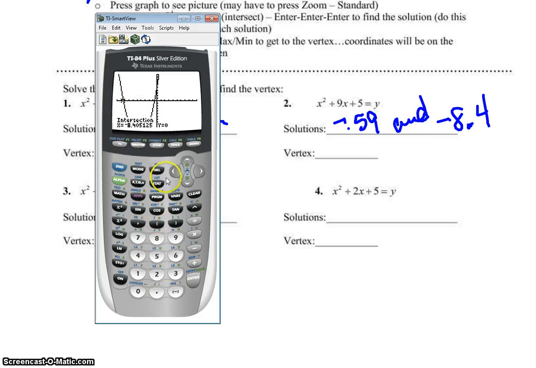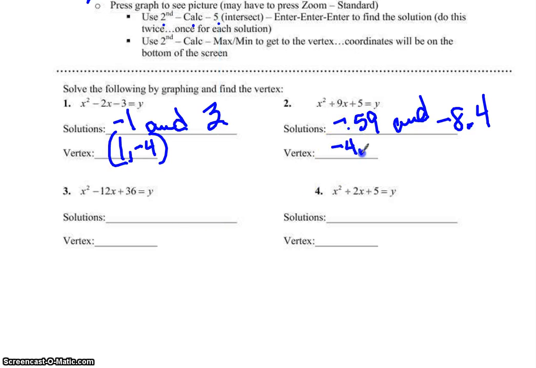So now for the vertex, it's a low point again. So second, calc 3 for minimum. I need to be to the left of the vertex or the low point. I can't see the vertex, but I can tell I'm at the left of it, so it's all good. Press enter. I'm going to go to the right until I see my cursor come back up on the right-hand side, and I'll know I'm past the vertex. Enter, enter, and that's going to be -4.5, comma -15.25. If it's just kind of what we would call a normal decimal, go ahead and leave it and don't worry about rounding.